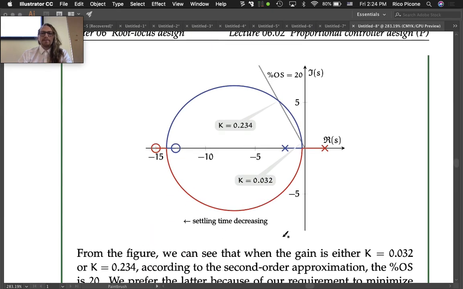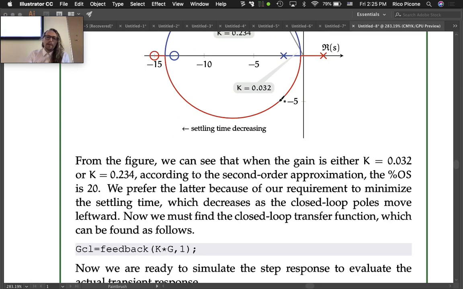Okay, so at the end of the day, though, we've got a gain of 0.032 to be on the percent overshoot line at this point, and then to be on the percent overshoot line at this point, 0.234. Since we have the second design requirement of decreasing the settling time, we want to move leftward as far as possible. So which of these should we shoot for? The more left one, so 0.234 being the gain that we want to shoot for then. So that's going to be the point that we start at for our design. It's based on the second order approximation, but that's a gain that is pretty solid. So let's go ahead and choose that.